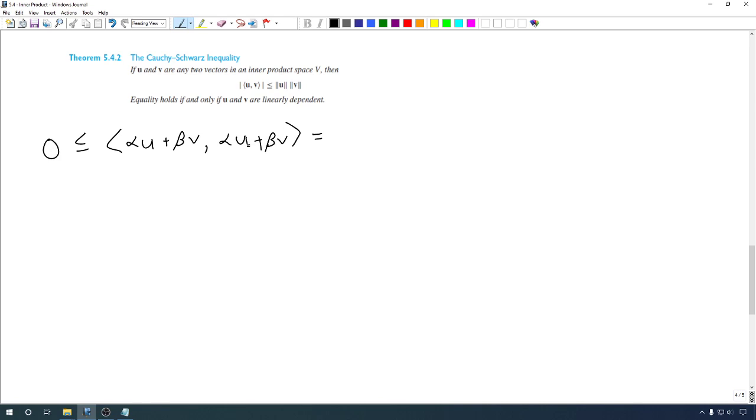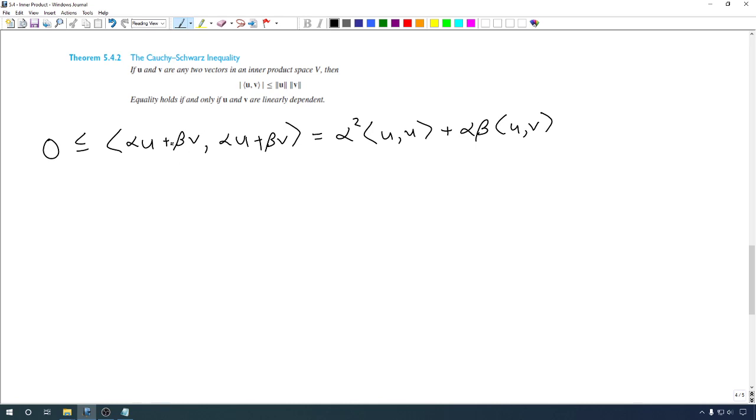Really what that boils down to is we can FOIL this out. We can take our first, pull out the alpha, so we have an alpha squared times the inner product of u with u. We can take our outers, so alpha u and beta v, we can pull out the alpha and beta.